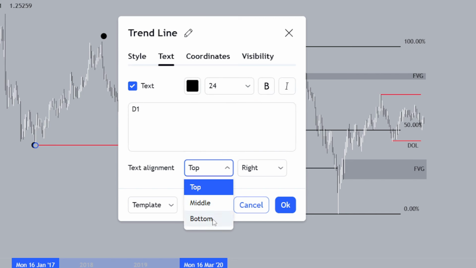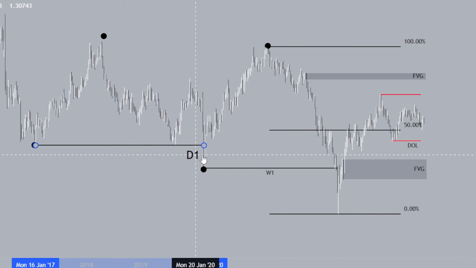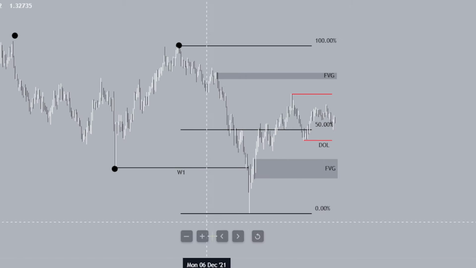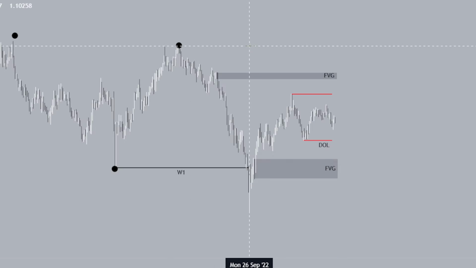So this is our first break of structure, right? Let's label that in black. So this is our first break of structure over here. Now this is our second weekly break of structure. So this is our bearish structural range to deal with, our bearish dealing range, right?